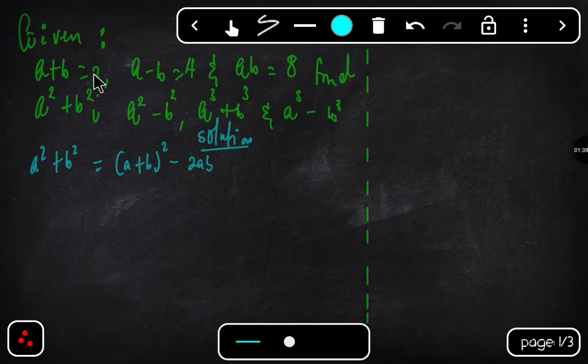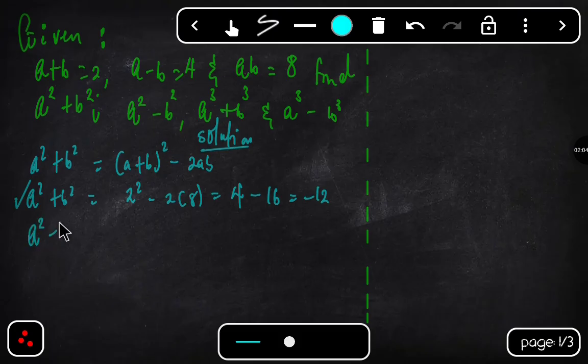And then from our question, we already know the value of a plus b. So we can now say that a squared plus b squared is equal to a plus b, which is 2. So we have 2 squared minus 2 into bracket ab, which is 8. So this is going to give us 4 minus 16, and 4 minus 16 will give us negative 12. Okay, that's a squared plus b squared. So this is done.